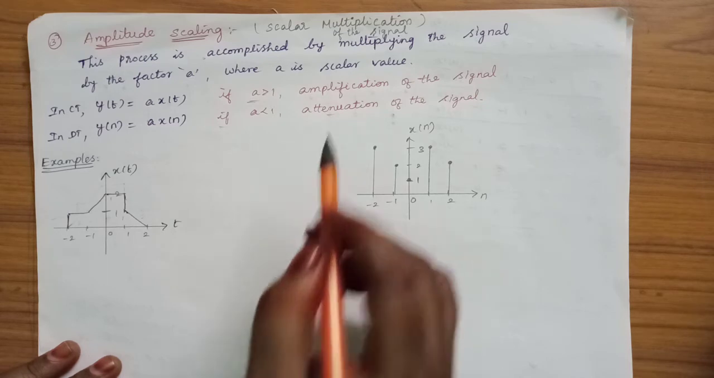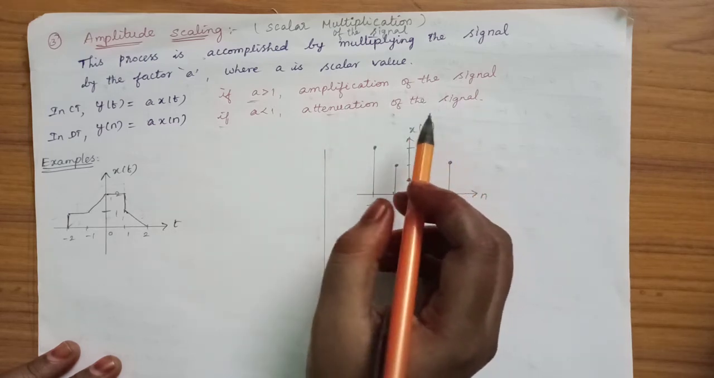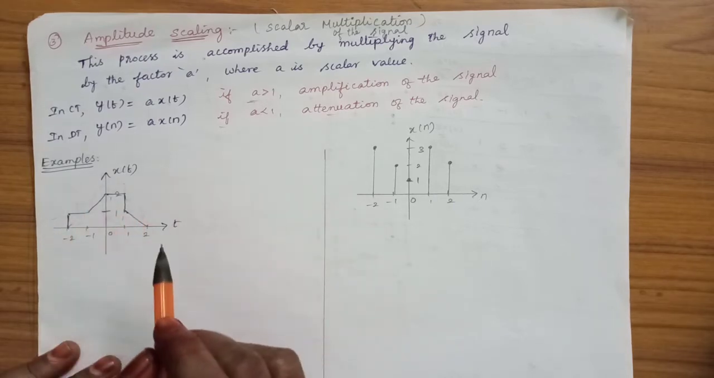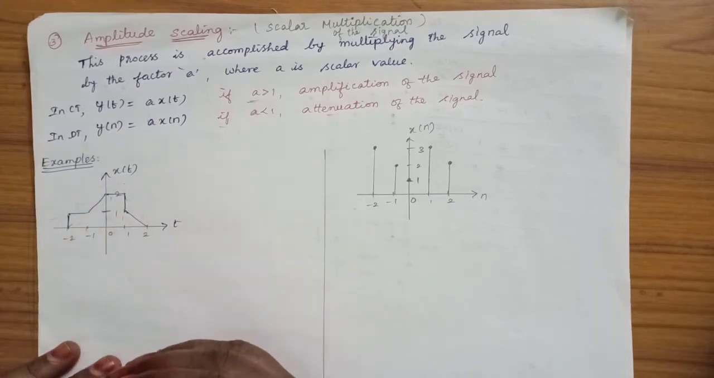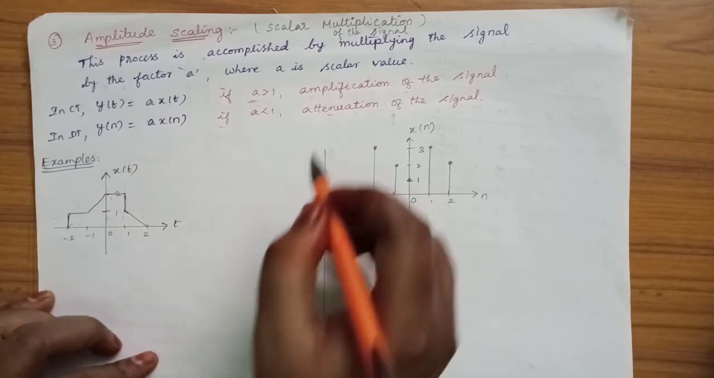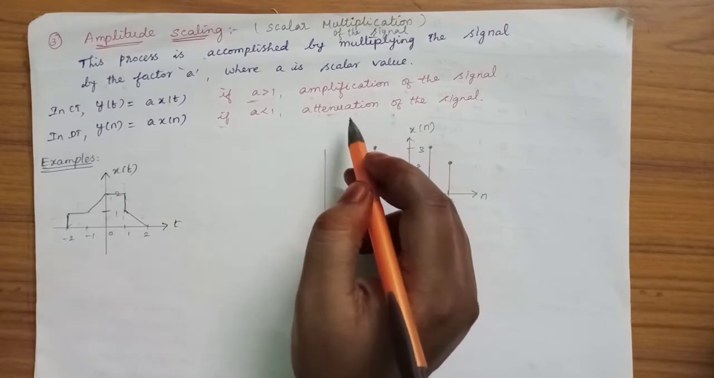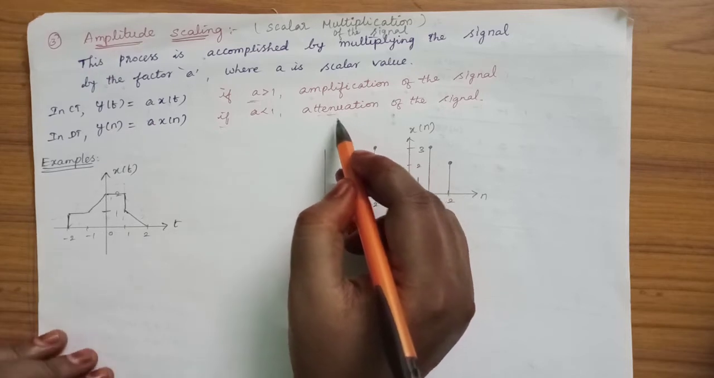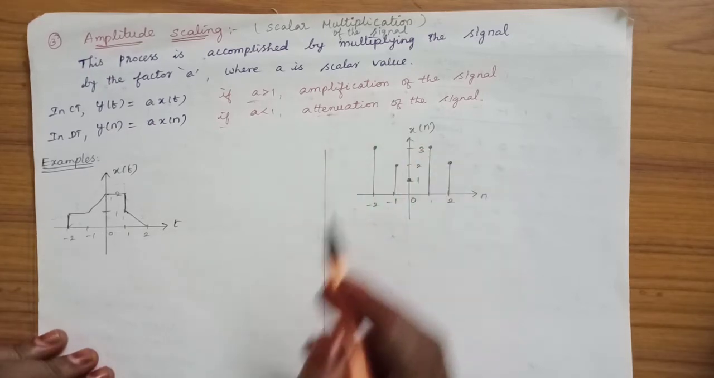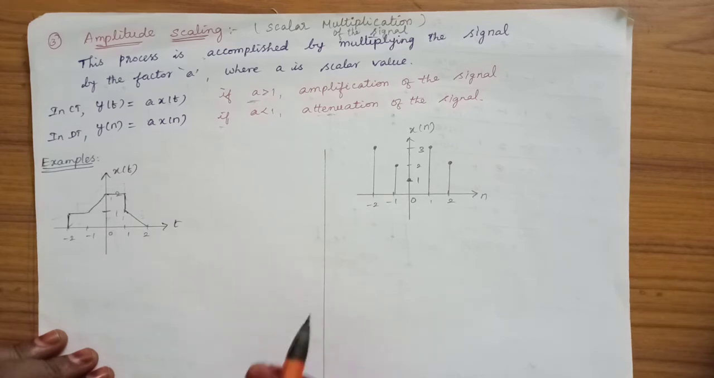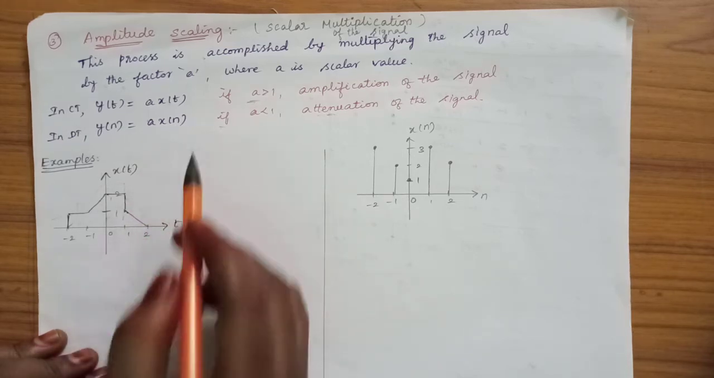So in this case, amplification of the signal is used, and if a is less than 1, then the resultant signal will have a lower voltage level compared to the original signal. So this is called attenuation of the signal. Attenuation means reducing the signal strength, that is reducing the amplitude level. This is used to suppress the noise present in the message signal. So let's see a few examples.